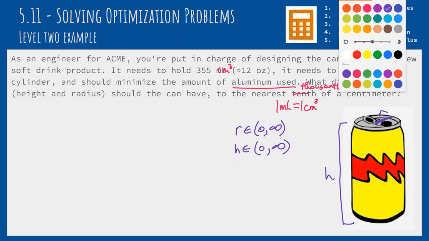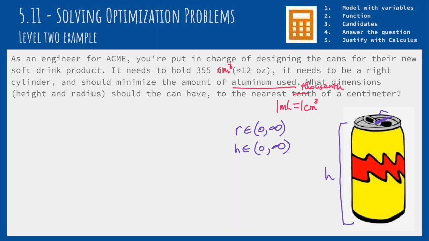So we need to write a function for what we're trying to minimize. We are trying to minimize, in this case, the surface area. So the amount of aluminum we use is directly proportional to the surface area. In fact, it is the surface area times whatever the thickness of the aluminum is. So the surface area here is going to be, we have a circle on the top and the bottom. So area of a circle is pi r squared, and there's two of them. And then the lateral surface area, the side of the can, is going to be the circumference of the top, or circumference of the bottom, 2 pi r times the height.